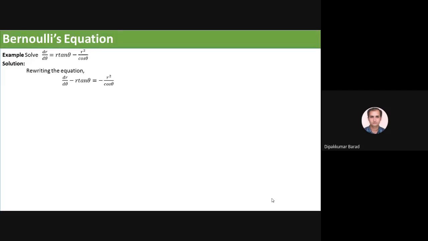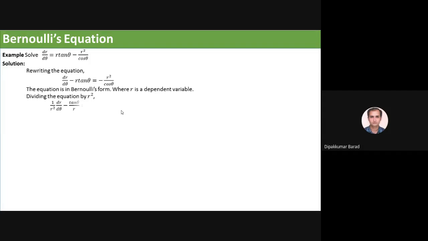So here, which is a Bernoulli equation form, and R is the dependent variable. Okay. So here we have, instead of functions of R, R tan theta. So this tan theta is my P, and Q is equal to minus R square cos theta. But as we need Q as a function of theta only, here we have to divide by R square.